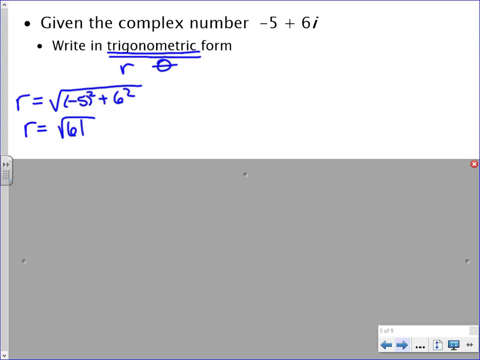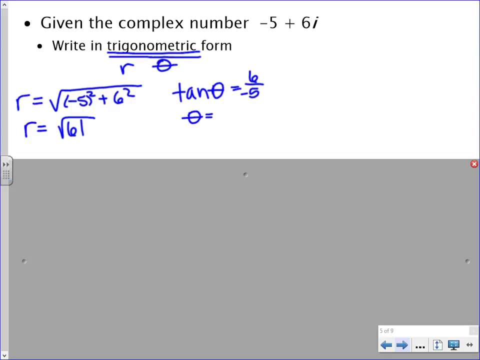Now, we need to know what the angle is. On the complex plane, which quadrant would negative 5 plus 6i lie in? Quadrant 2. So what should that mean about our angle? It better be between 90 and 180. Exactly right. So we can still use tangent of theta equals b over a. If it were me, I'm probably just going to put 6/5 into my inverse tangent function and not even worry about the negative.